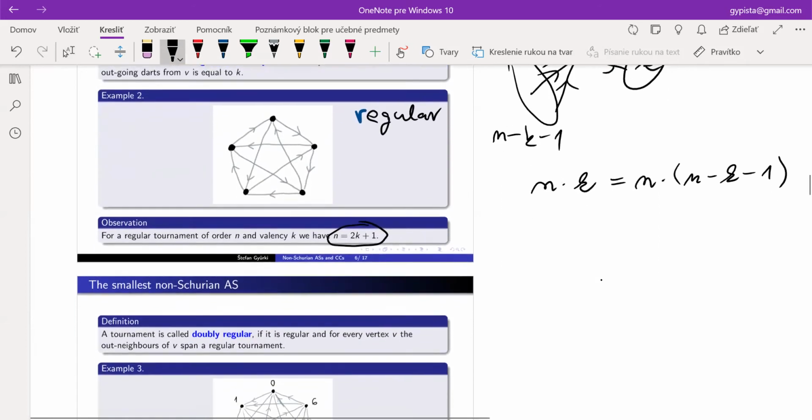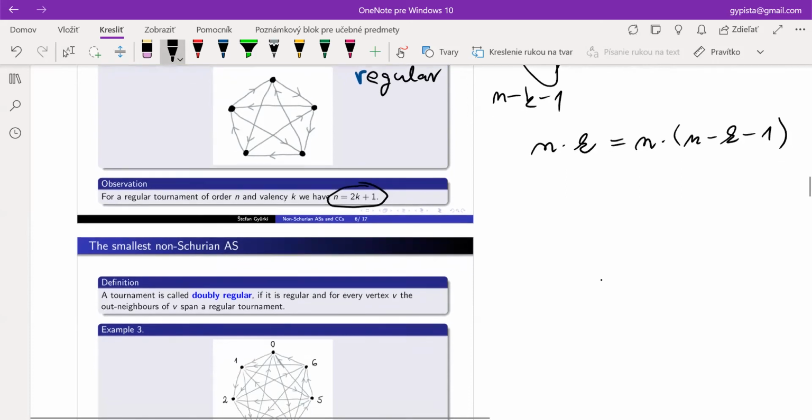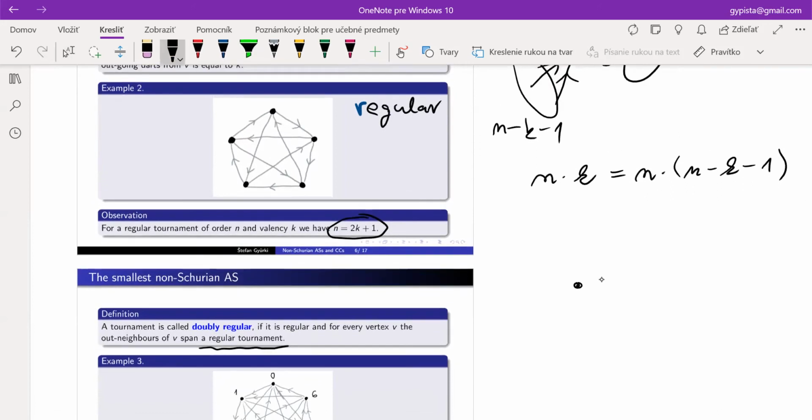But still, we are not finished with definitions. We need a stronger property of tournaments. We call a tournament doubly regular if it is regular and for each vertex V, the set of out neighbors span a regular tournament. So if I take all the out neighbors, then what I can see here is a regular tournament.